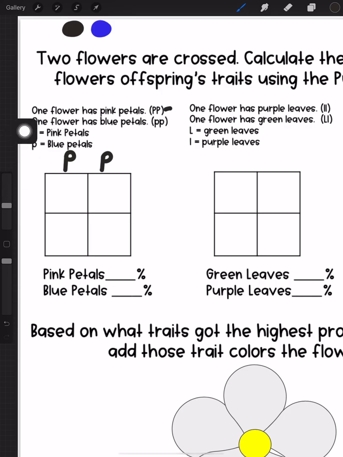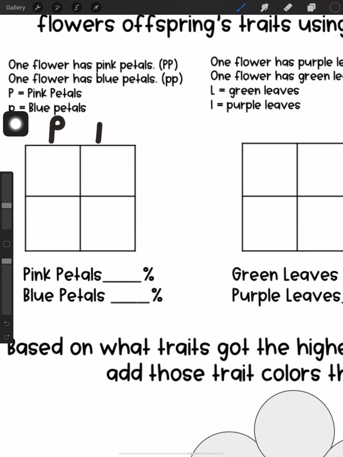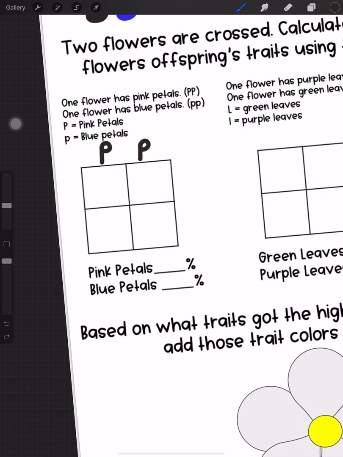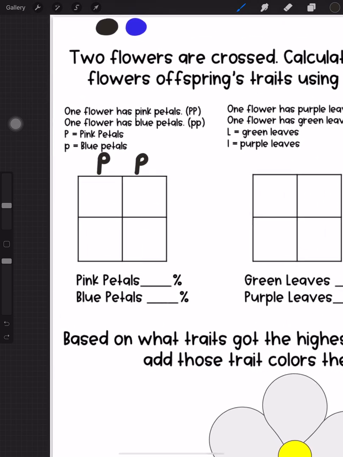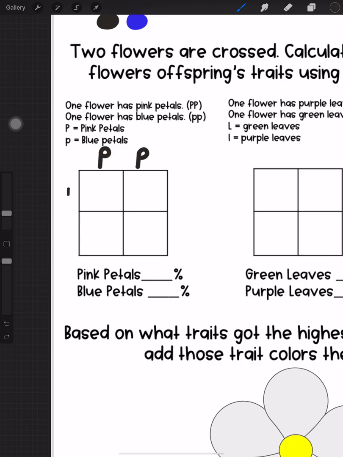And the other flower has blue petals, and that's represented by two lowercase p's. It's kind of hard to show the difference between uppercase and lowercase p's, so I'm just going to write the lowercase p really small so you know that's a lowercase p. And if you remember, uppercase letters represent dominant traits, lowercase letters represent recessive traits.